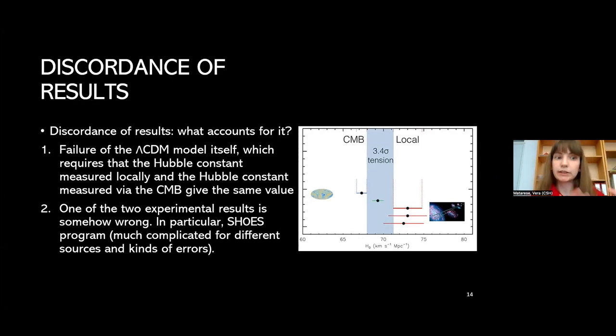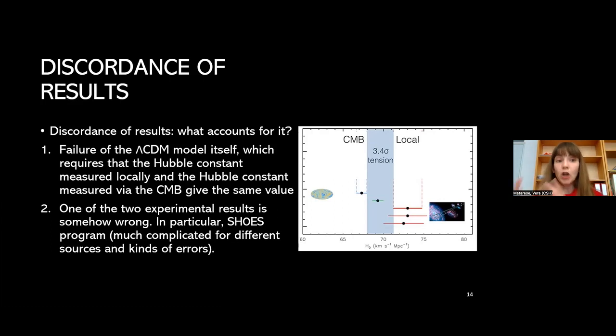One option, which is the one favored by Riess and the SH0ES team, is that actually the Lambda CDM model fails. Okay, so we have to admit that it fails. Why the Lambda CDM model? Because it's the Lambda CDM model that tells us that the value of the Hubble constant that we get by looking at the early universe should be exactly the same as the one that we get by looking at the local later universe. And this is because our universe is isotropic and homogeneous.